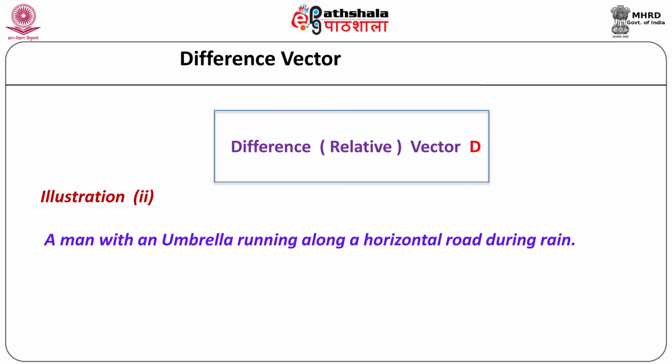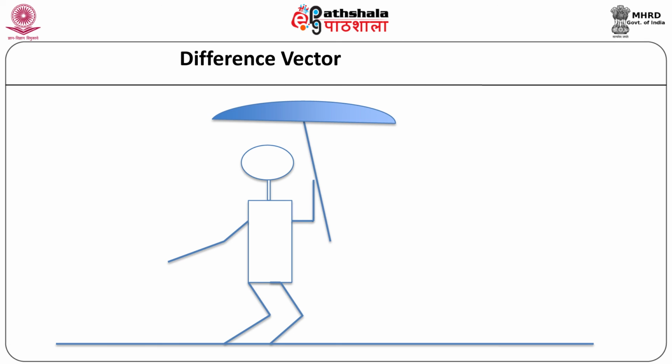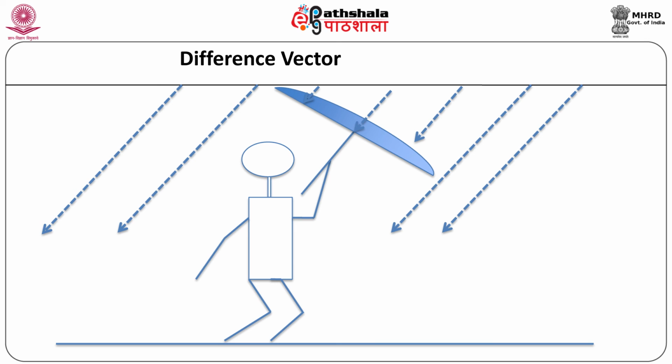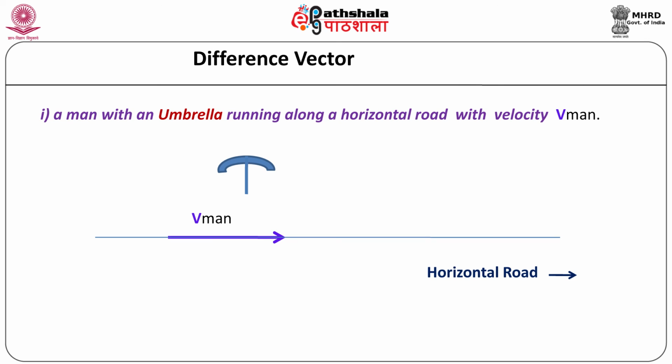The other example is very common and experienced by everyone. Look at the man with an umbrella walking fast, nearly running along a horizontal road. Why has the person tilted the umbrella in forward direction? Think. The answer can be obtained by mathematical analysis of the situation wherein the concept of relative velocity is incorporated.